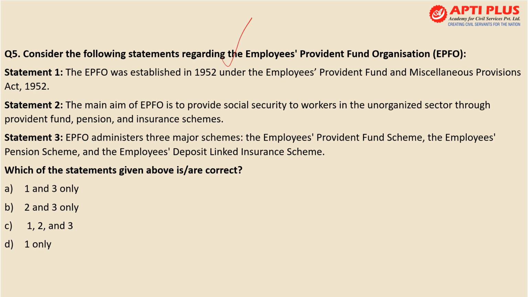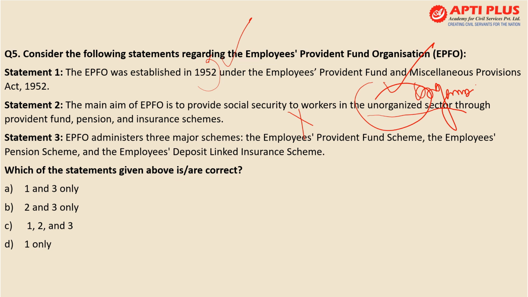Now, next question with respect to EPFO, that is Employees Provident Fund Organization. Our statements are: it was established in 1952 under EPF and Miscellaneous Provision Act 1952. That is correct. The main aim is to provide social security to the workers in an unorganized sector through the Provident Fund, pension, and the insurance. This is incorrect because it is with respect to organized sectors, not unorganized.